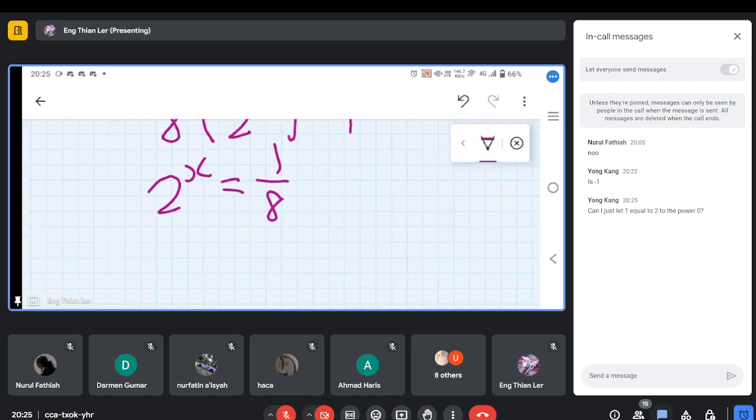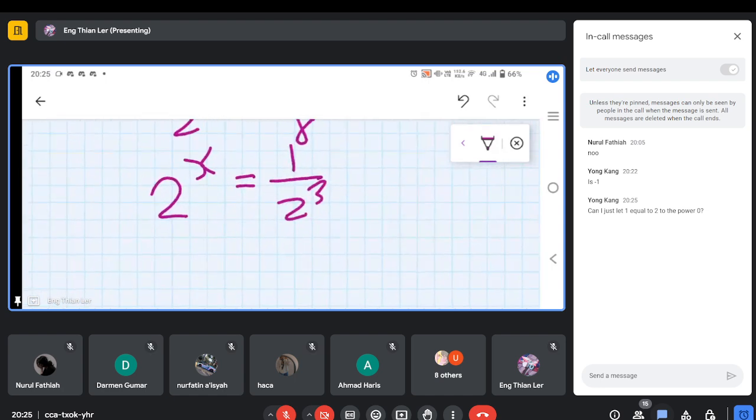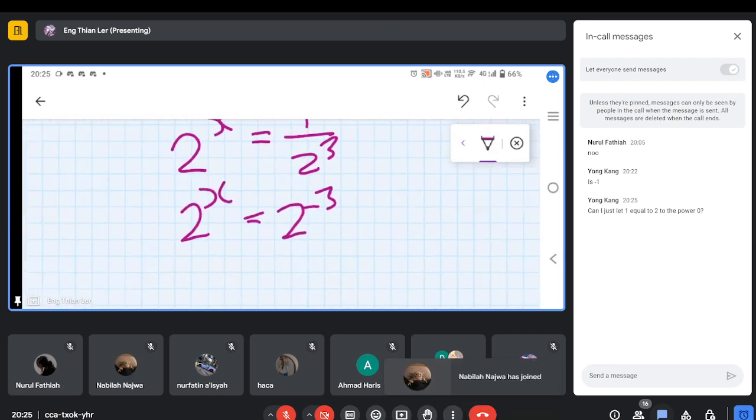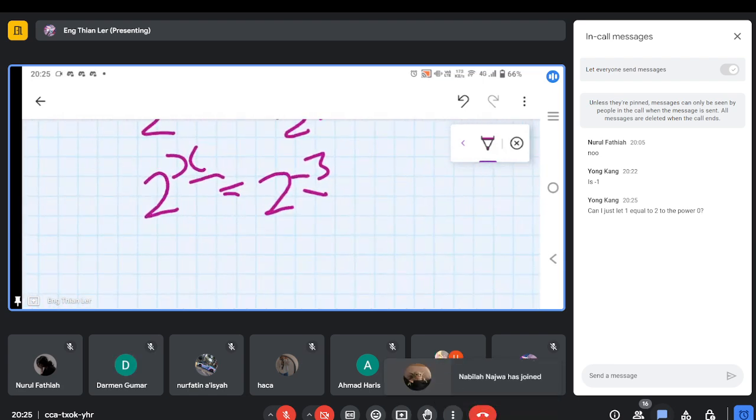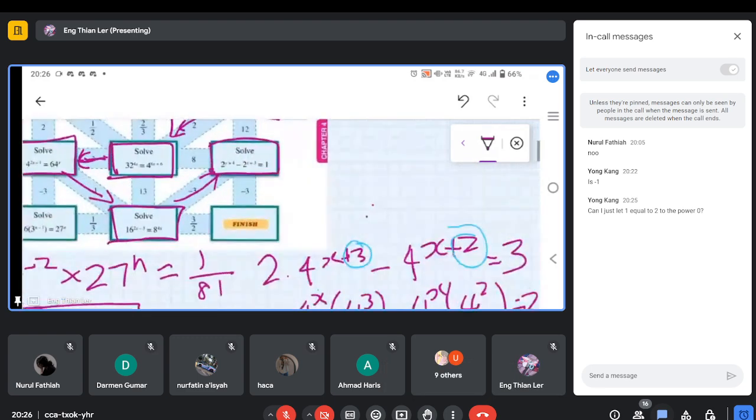And 8 is what? 8 is 2 to the power 3, but it's the reciprocal, so we need to get negative. 2 to the power x equal to 2 to the power negative 3. And these two are the same base, so x equal to negative 3 again. And we solved it. We're finished.